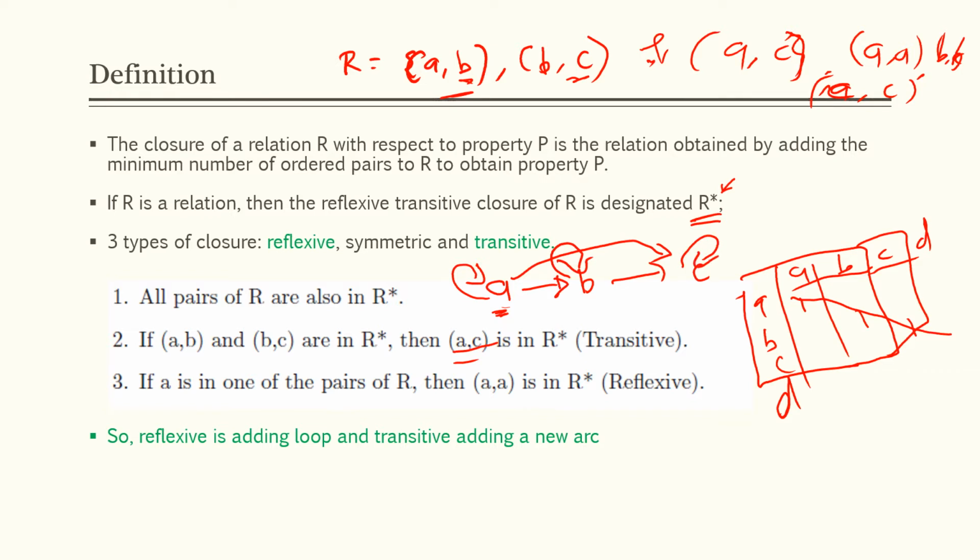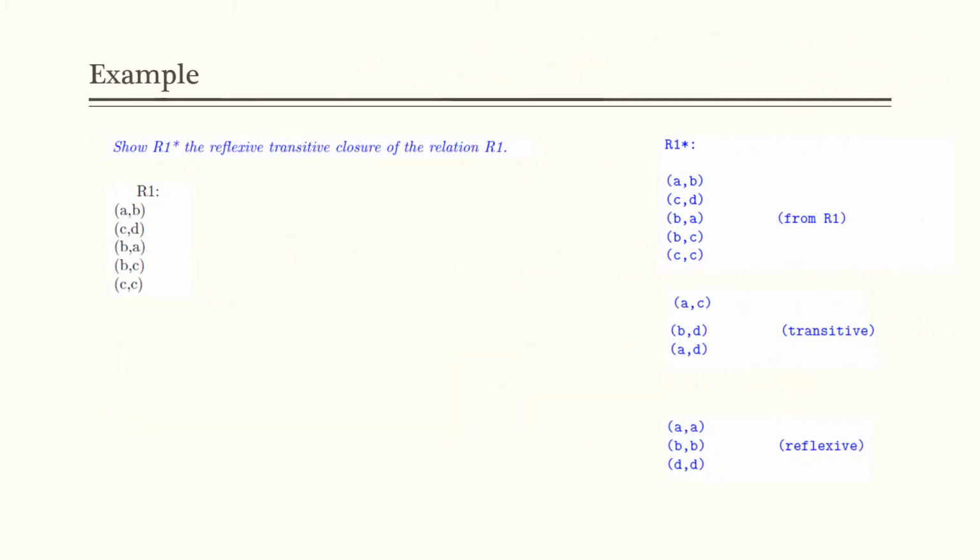While transitive, actually you're adding another arc, meaning another arrow. That is transitive. All right, so let's move into an example to see the closure. Relation closure: show the reflexive transitive closure of relation R1.